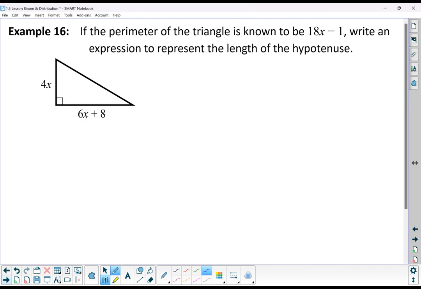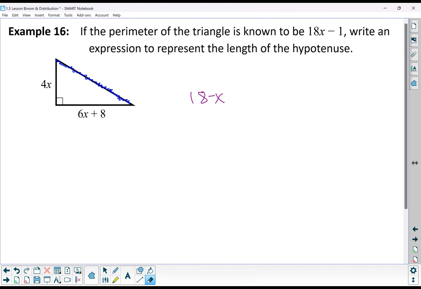And finally, our last example says if the perimeter of this triangle is known to be 18x minus 1, write an expression to represent the length of the hypotenuse. So this is the hypotenuse. I want to find an expression for its length. Well, I know that the total perimeter is 18x minus 1.